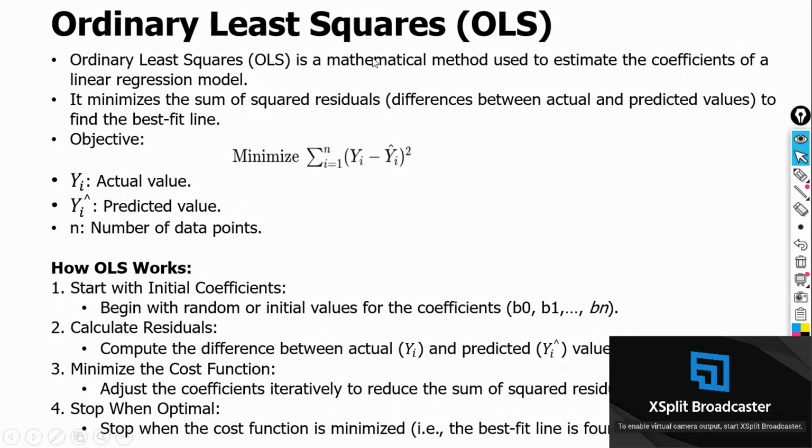This is something important, because OLS is the technique used as part of linear regression in order to get the best fit line. I was talking about the best fit line in slide 3, slide 4. So how are you going to find the best fit line? The best fit line can be achieved through OLS, the ordinary least squares technique.